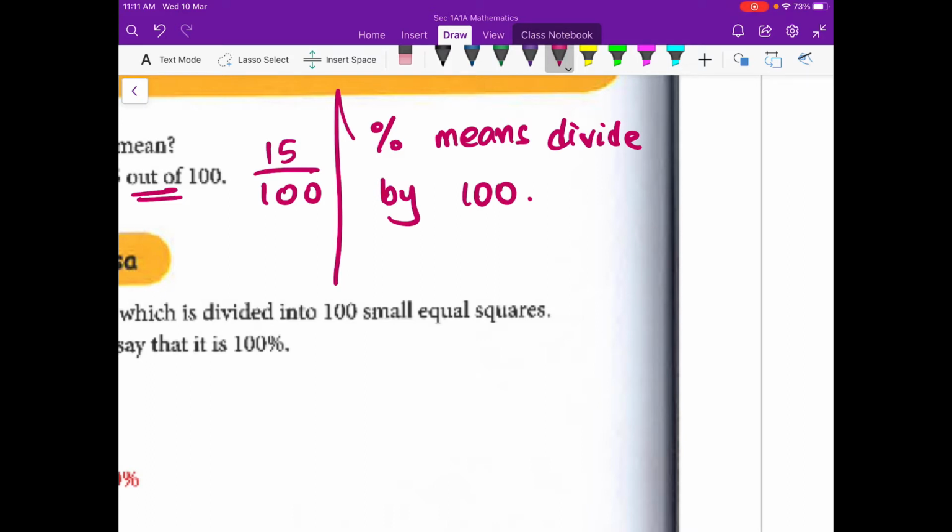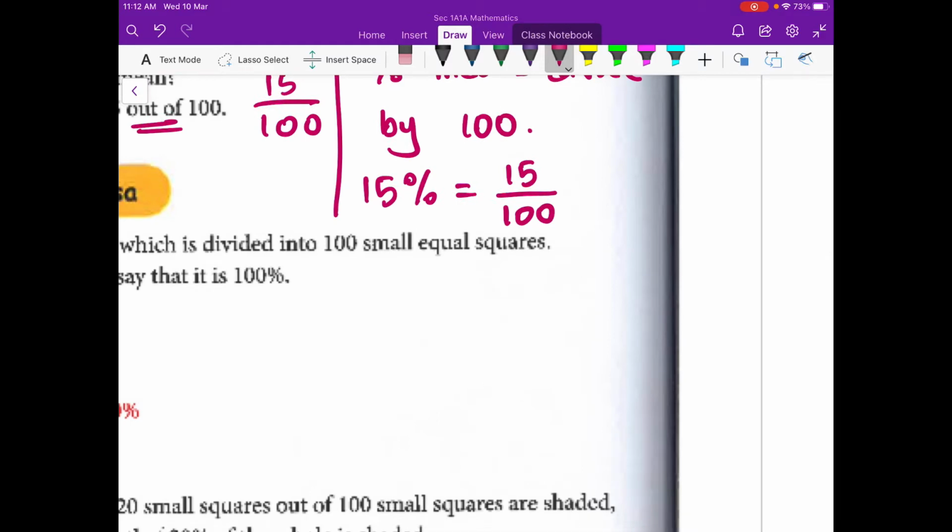They are literally the same thing. So, as an example, 15% equals, when I write equals, I really mean they are the same, 15% equals 15 divided by 100. Okay, copy this example down. Okay, all done?